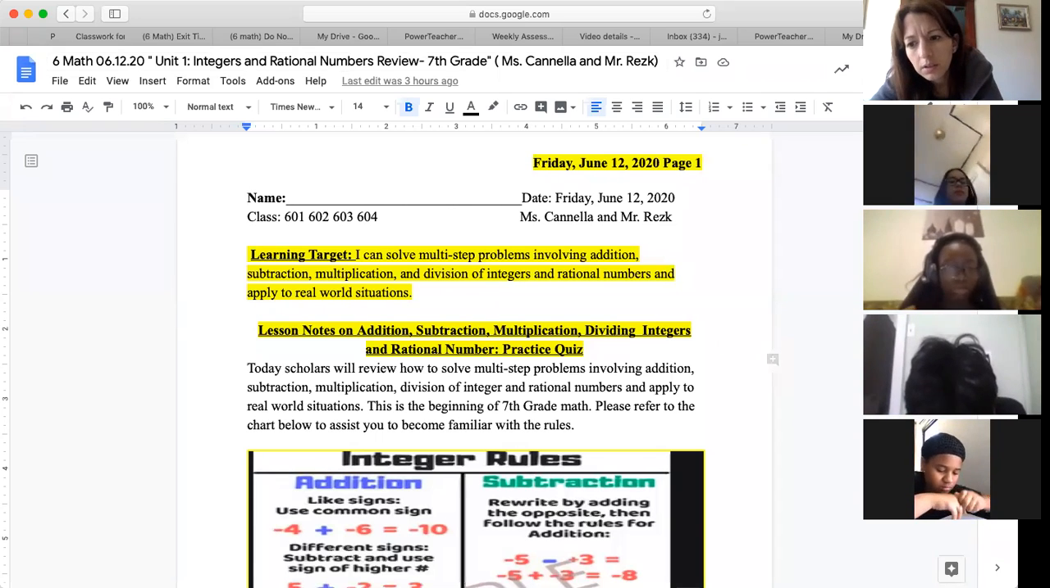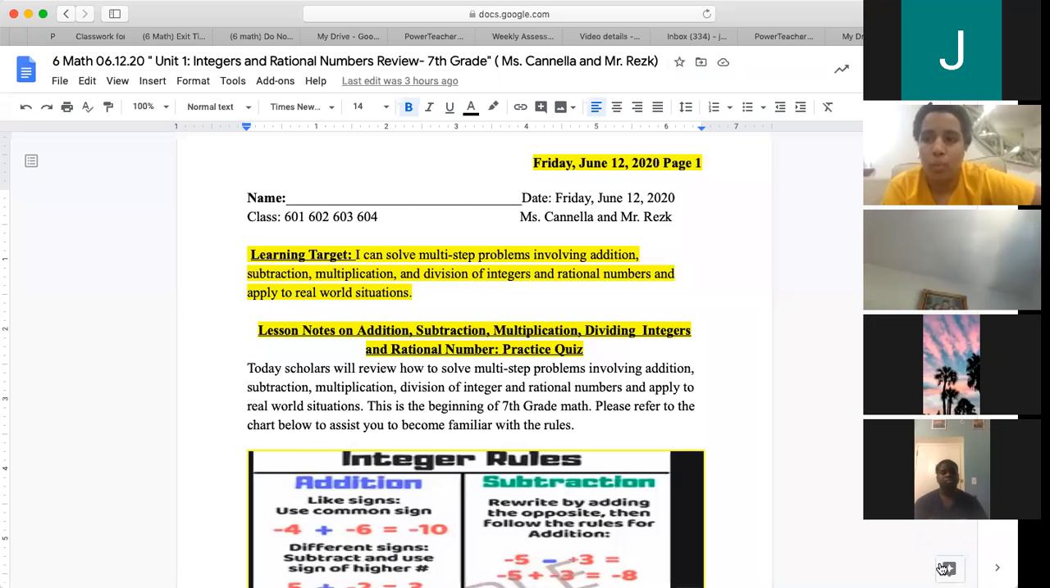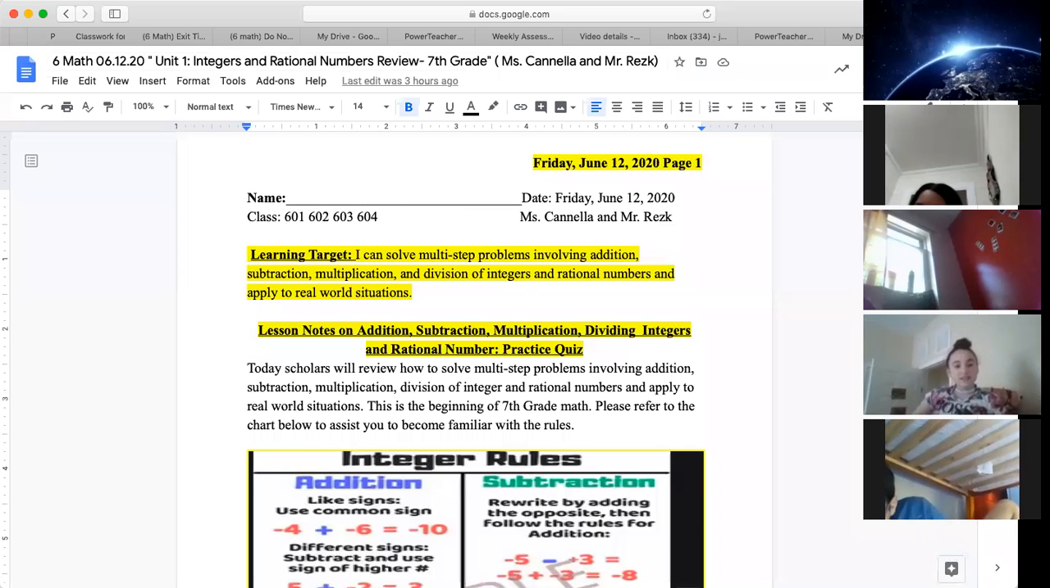Tirzelli, can you read the lesson notes where it says, today, scholars? Tirzelli, where'd you go? Can you read the paragraph, please? Today's scholars will review how to solve multi-step problems involving addition, subtraction, multiplication, division of integers and rational numbers and apply to real-world situations. This is including 7th grade math. Please refer to the chart below to assess you.